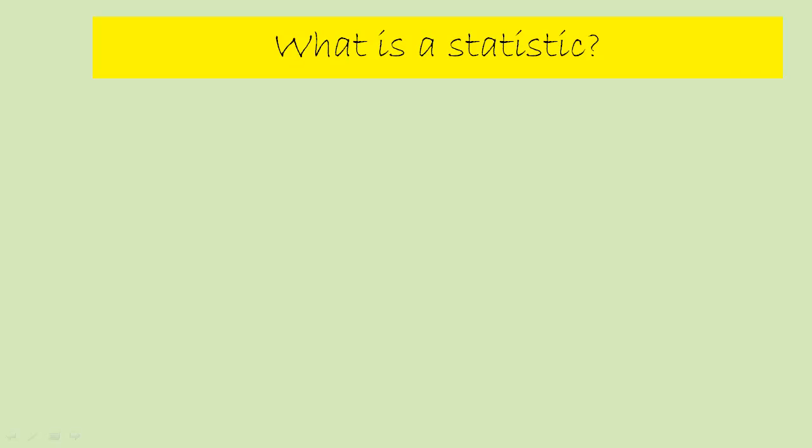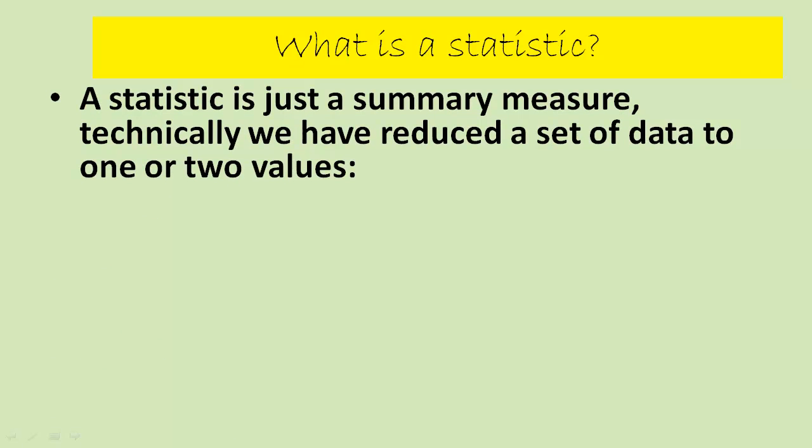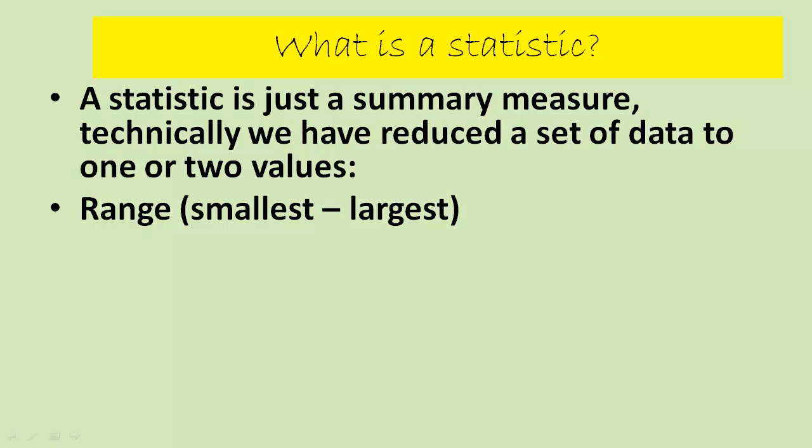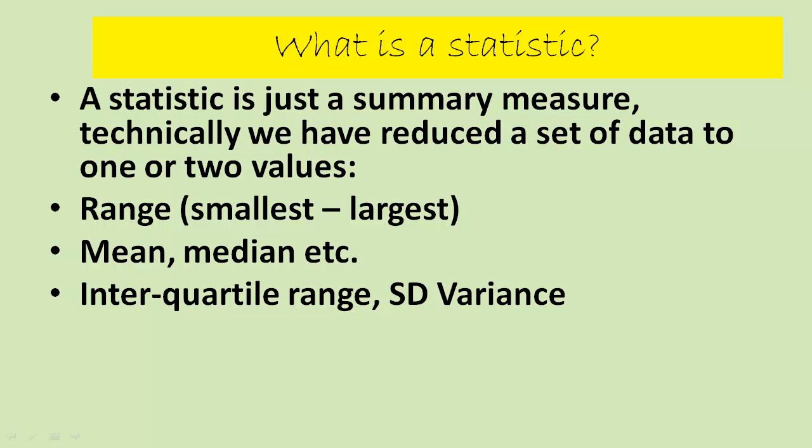What is a statistic? Well, a statistic is just a summary measure. Technically, we have reduced a set of data to one or two values. Here are some examples. The range, that is the difference between the smallest and largest values in the sample. The mean, median and mode. The interquartile range, representing the middle 50% of scores, and the standard deviation and its squared value, the variance, where, if you remember, 1.96 times standard deviation on each side of the mean represents 95% of the scores in a sufficiently large sample when it's normally distributed.